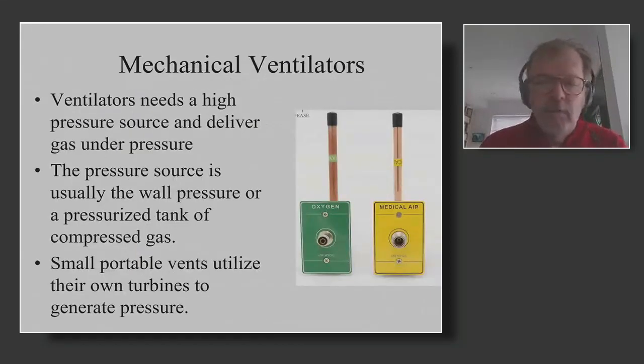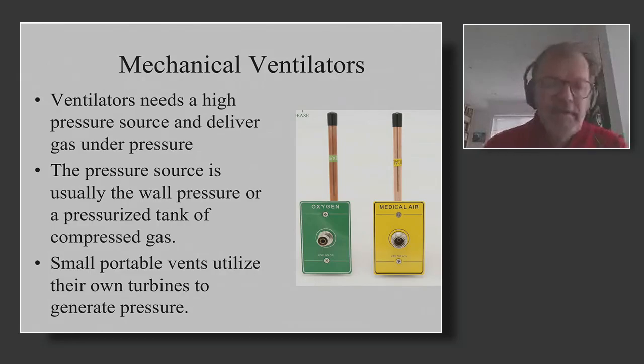So for those of you who are not familiar with mechanical ventilators, these are devices which need a high pressure source, and they deliver the gas under pressure. And when I say gas, it's usually a mixture of air and oxygen. So for ICU ventilators, the pressure source is usually the wall pressure, which is much higher than the pressure delivered to the patient, or it can be a pressurized tank of compressed gas.